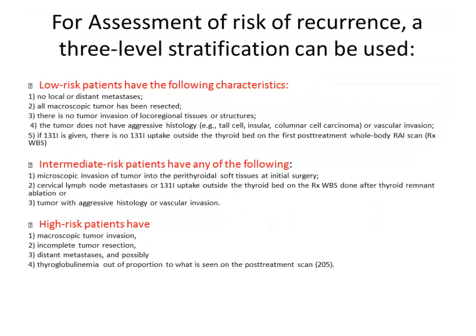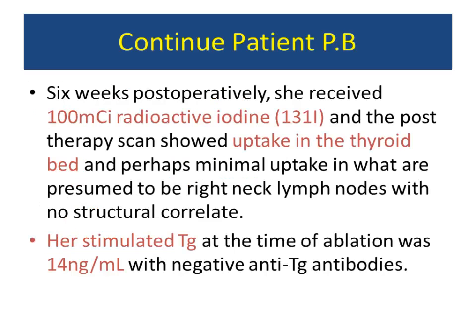Okay, let's see. Well, actually that's right. It's basically intermediate, because if you look under intermediate, as I mentioned to you, is someone who has microscopic invasion of tumor in the perithyroidal soft tissue, and that's what the patient had. Cervical lymph node, okay, that's what she had. So basically, based on the findings that we have, the patient has intermediate risk of recurrence, and that risk is probably in the range of 18 to 21% of having recurrent disease within the upcoming 5 to 10 years.